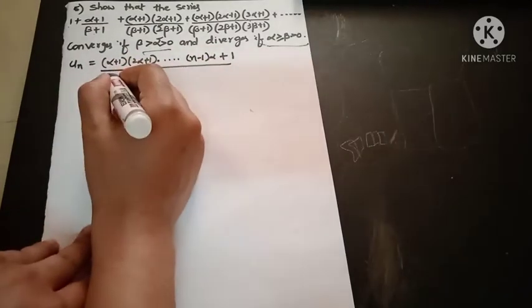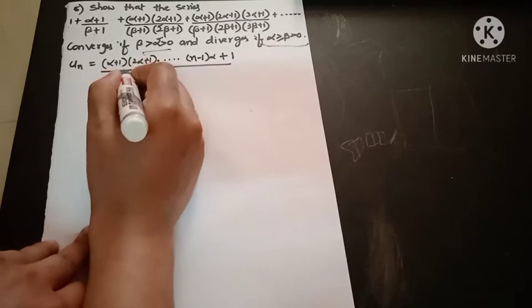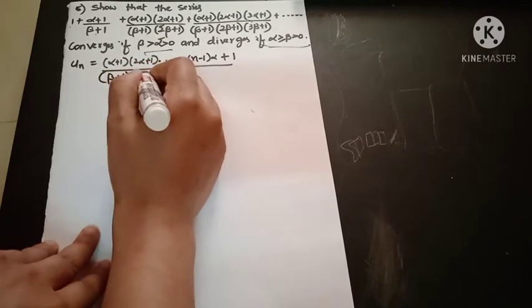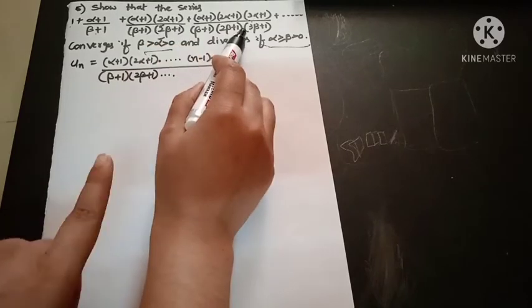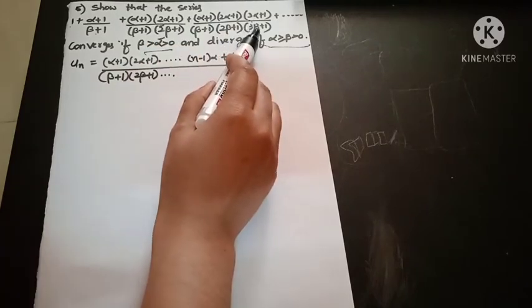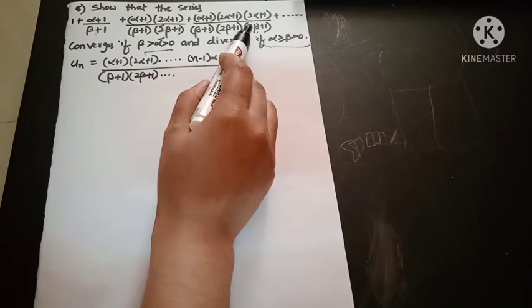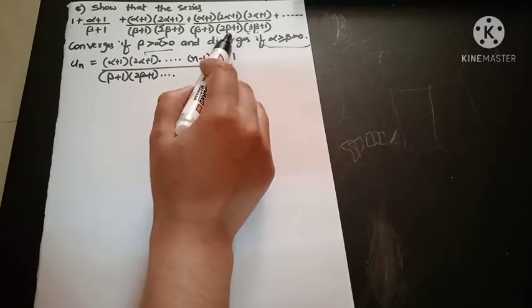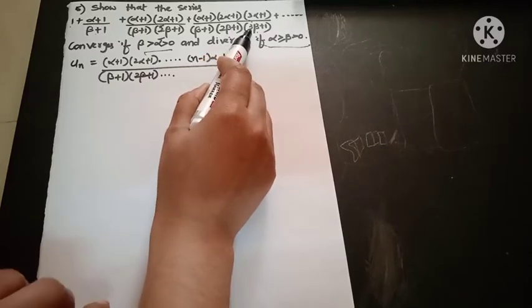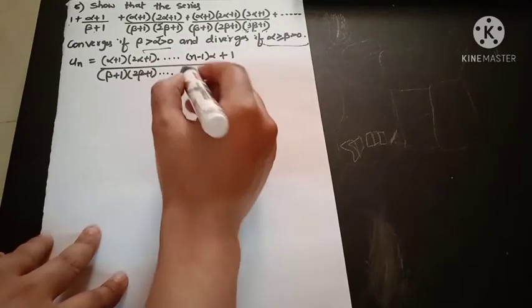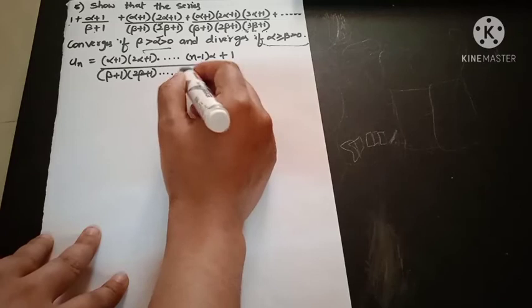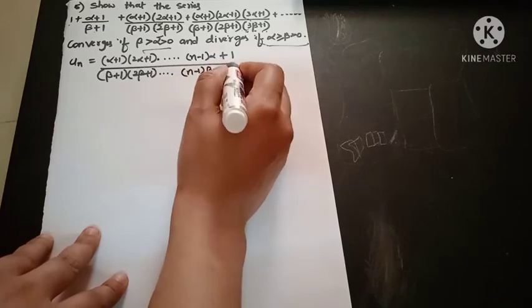And the denominator is beta plus 1, 2 beta plus 1, etc. Here also the fourth term is ending with 3 beta plus 1. So 3 is nothing but 4 minus 1. The fourth term is ending with 4 minus 1 beta plus 1. So the nth term is also ending with n minus 1 beta plus 1.